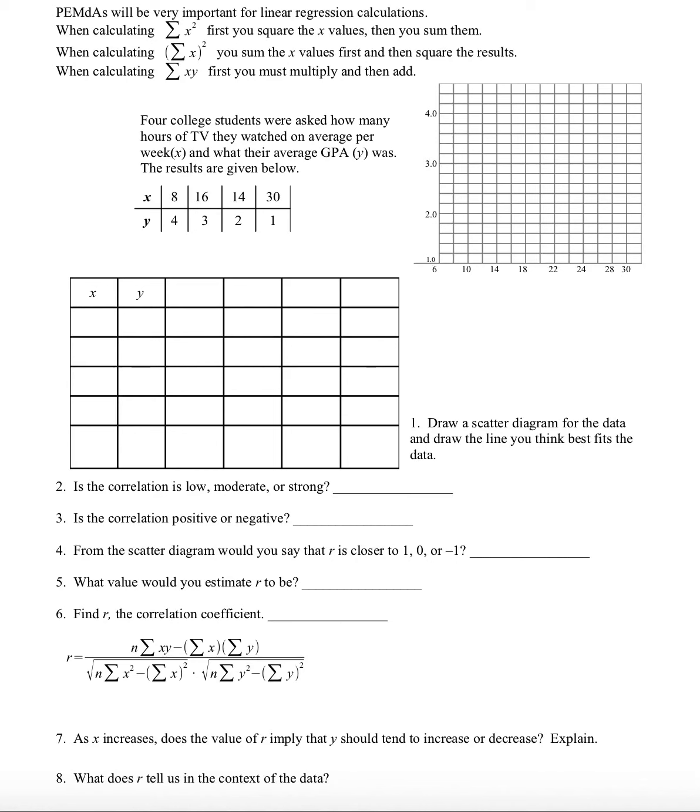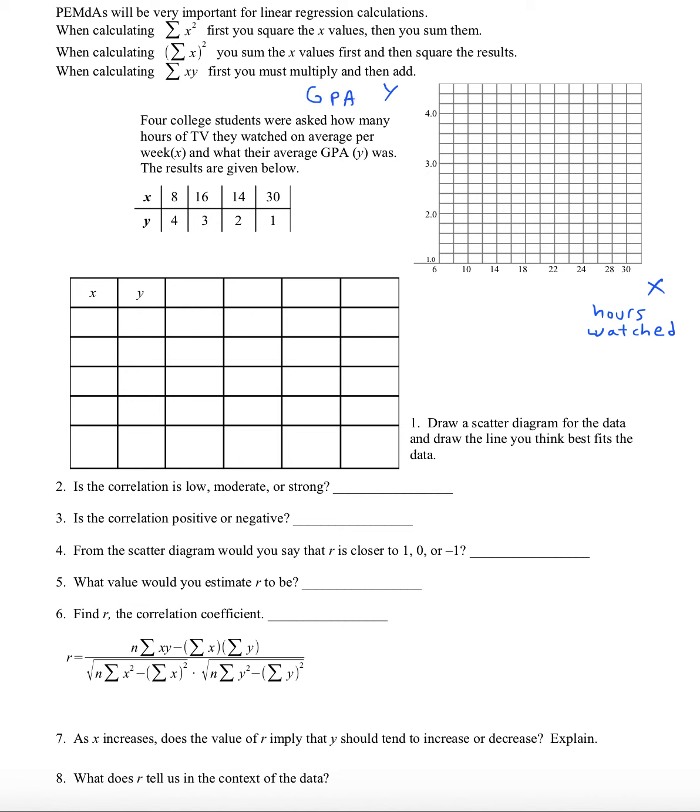On this page, we'll create a scatter plot of our own, and then we'll find the correlation coefficient for our data. 4 college students were asked how many hours of TV they watch on average per week, and what is their average GPA. X represents the hours of TV watched. Y represents the GPA.